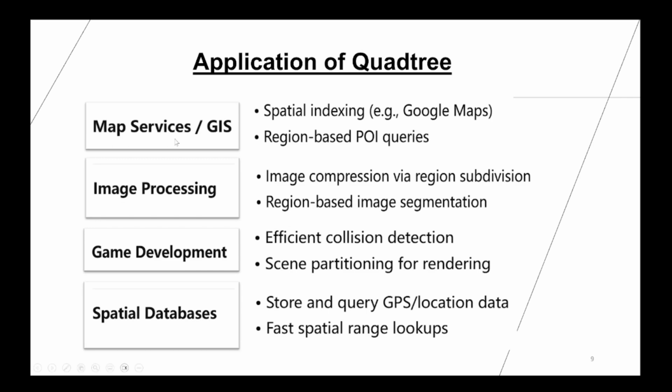Now for applications. Map services and GIS are where the quadtree is most widely used. Google Maps or any other map application definitely uses the quadtree for spatial indexing or region-based POI queries. It's also used in image processing, but there it is not used as often as before, because there are now more advanced algorithms for image compression and segmentation. It's also used in game development and spatial databases. And this last application is actually a part of GIS, I think.